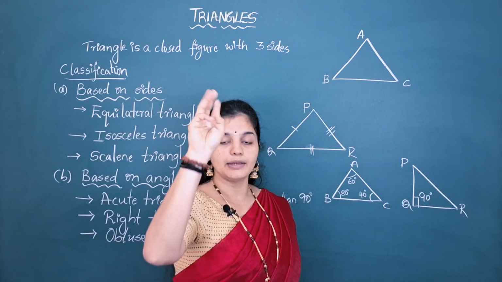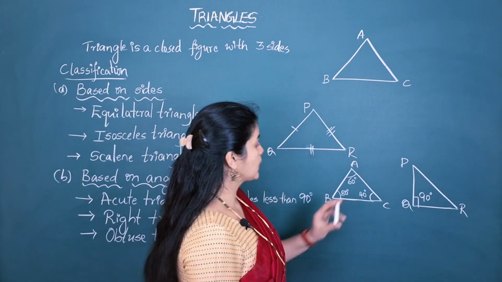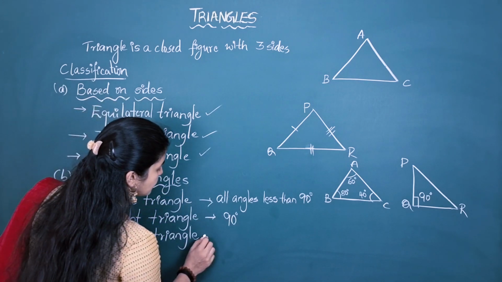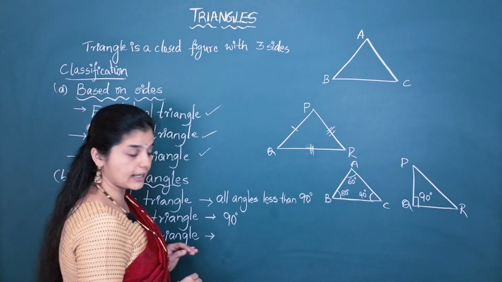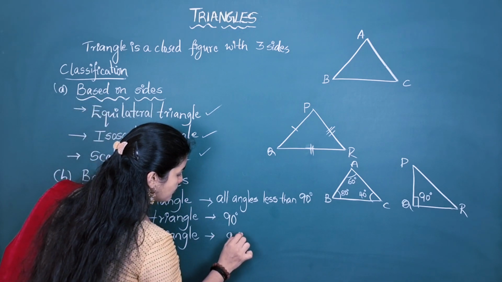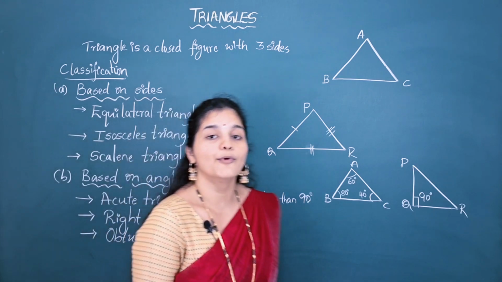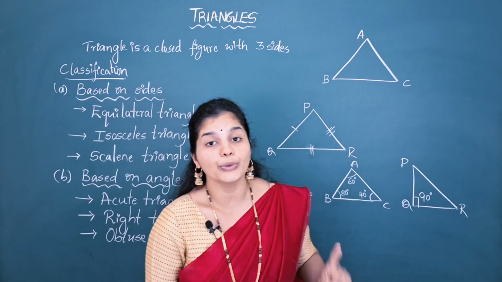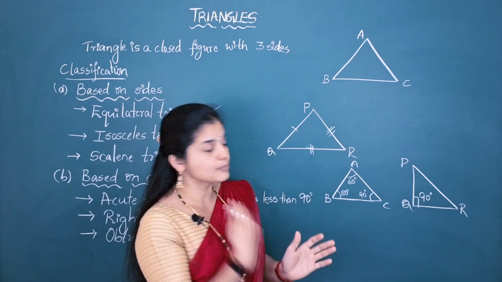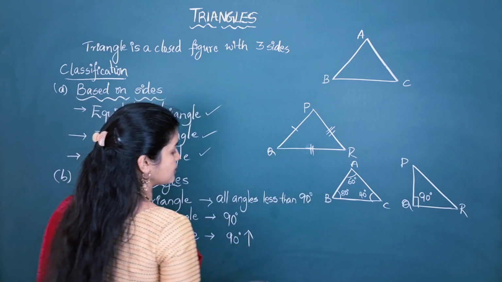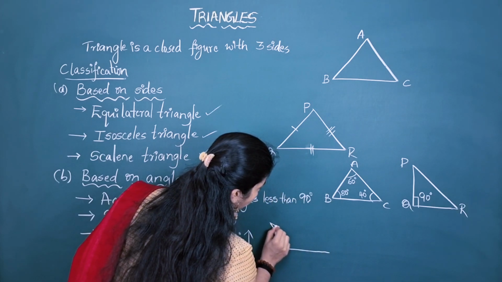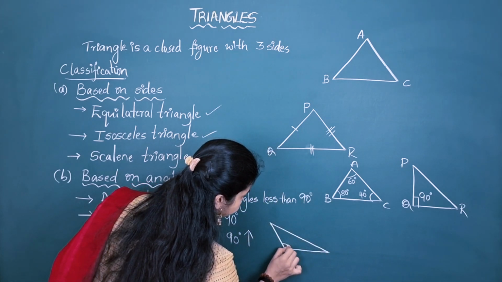ಟ್ರಯಾಂಗಲ್ ನ ಮೂರು ಆಂಗಲ್ ನಲ್ಲಿ ಒಂದು ಆಂಗಲ್ 90 ಡಿಗ್ರಿ ಇದ್ದಾಗ ಅದನ್ನ ನಾವು ರೈಟ್ ಆಂಗಲ್ಡ್ ಟ್ರಯಾಂಗಲ್ ಅಂತ ಹೇಳಿ ಕರಿತೇವೆ. And the next type we have is obtuse angled triangle. Obtuse angled triangle ಅಲ್ಲಿ one angle is more than 90 degree. ಮೂರು ಆಂಗಲ್ ಗಳಲ್ಲಿ ಯಾವ್ದಾದ್ರು ಒಂದು ಆಂಗಲ್ 90 ಡಿಗ್ರಿಗಿಂತ ಜಾಸ್ತಿ ಇದ್ರೆ, if any one of the angle is more than 90 degree, then it is called obtuse triangle or obtuse angled triangle.